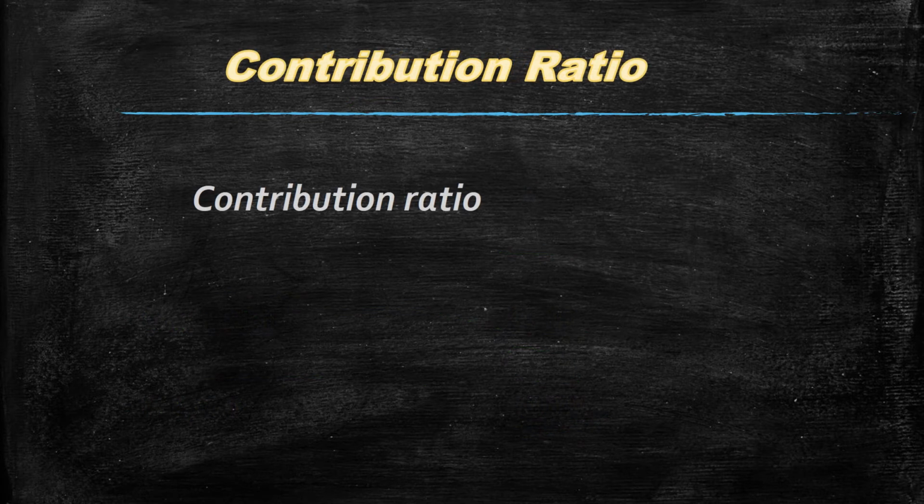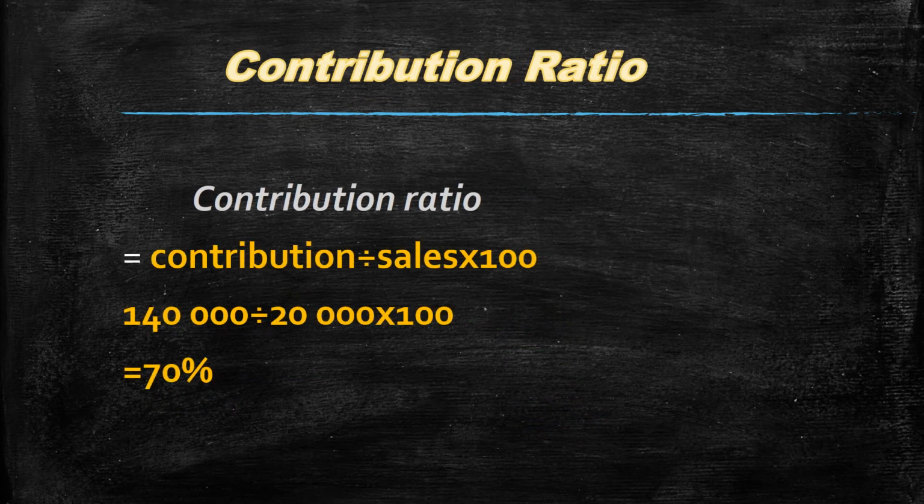Now, there's something called a contribution ratio, right? This is very useful when it comes to also calculating margins of safety and all those other related qualifications. The formula is quite simple. After you calculate your contribution, this is what you use. It's contribution divided by the total sales multiplied by 100.